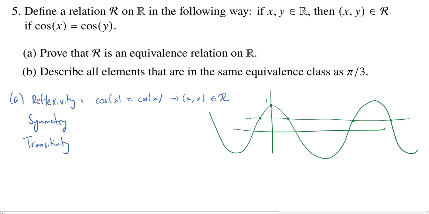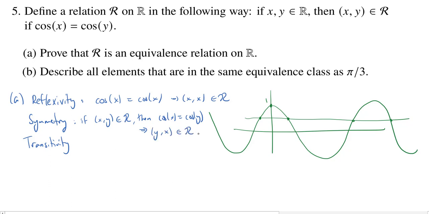What about symmetry? For symmetry, we would need to check that if x y is in R, then y x is in R. What does it mean that x y is in R? It means that the cosine of x is equal to the cosine of y. Of course, equality doesn't care what order you write it down in. So the cosine of y is also equal to the cosine of x, and so we conclude that y x is in curly R.